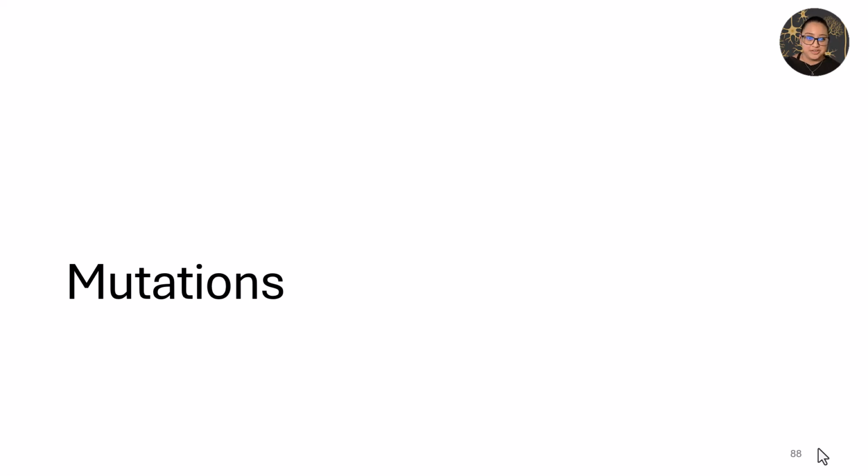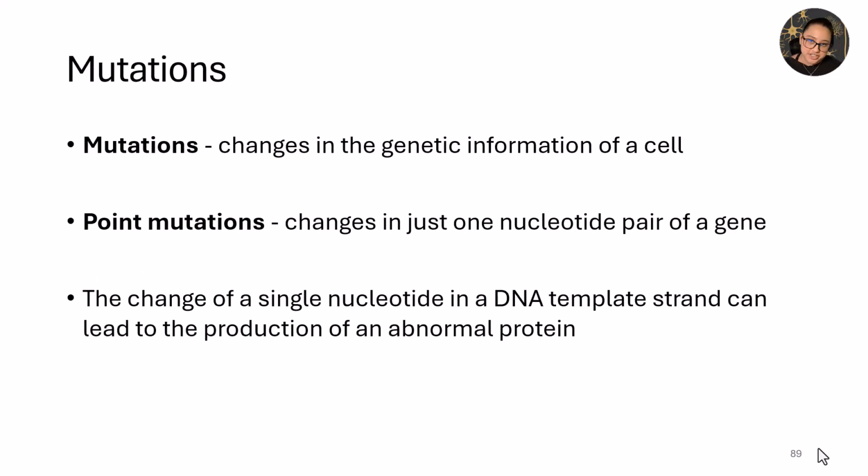Okay, final part, mutations. Mutations, as we've covered before, are changes in the genetic information of a cell. There can be maybe one nucleotide wrong, or maybe a few. But we're going to focus mostly on point mutations, so changes in just one nucleotide pair in a gene.